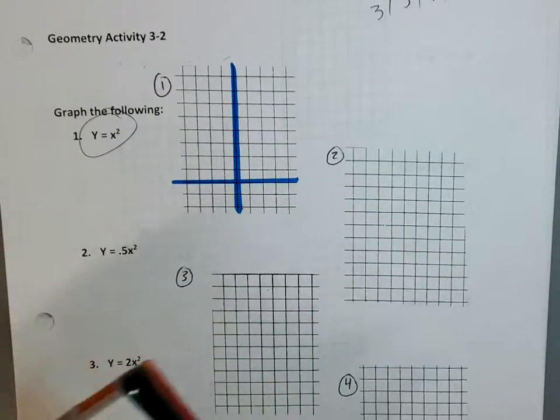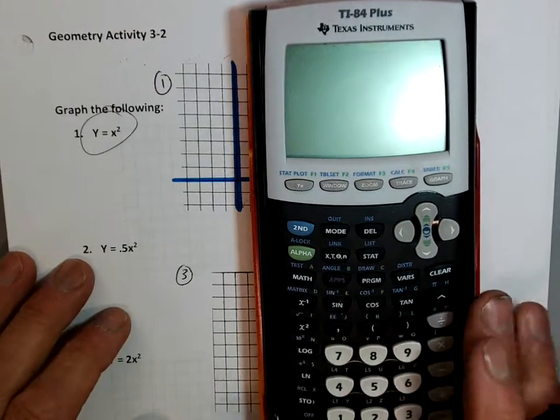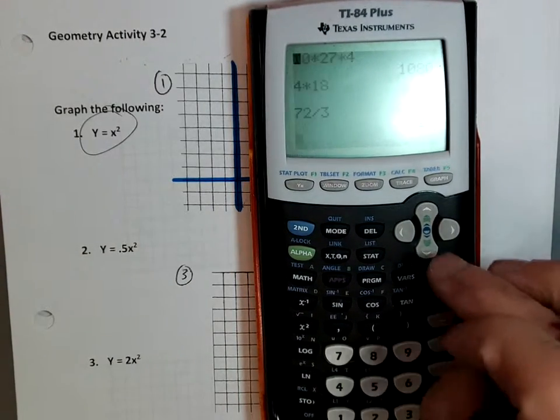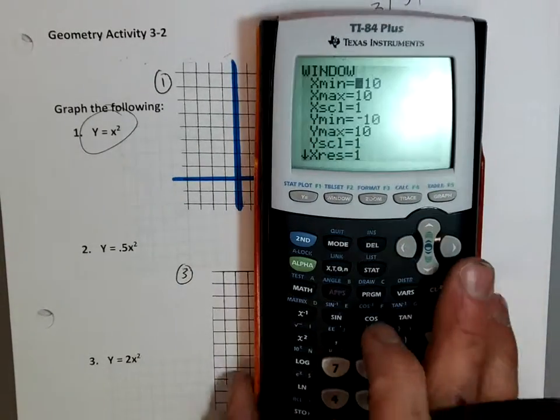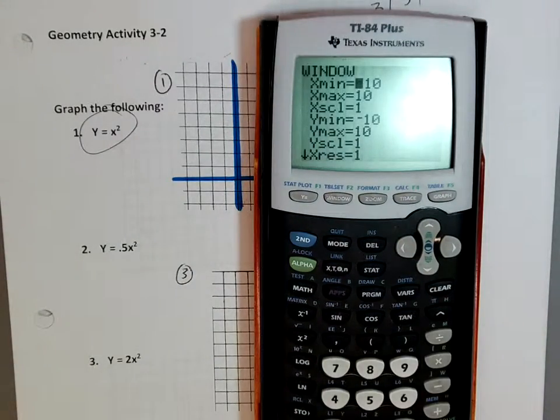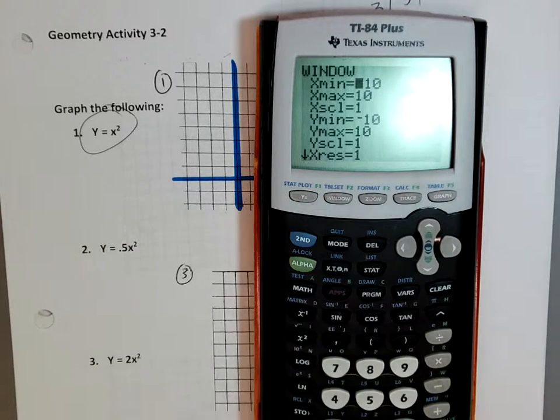As I talk you through it, one of the things we want to talk about first, on the graphics calculator, is the window. Turn it on and go to the window. My window is what we call a standard window. Negative 10 to 10, scales by 1. Negative 10 to 10 on the y, scales by 1. That's a good window to use. If you don't have that window, change it to that particular window.